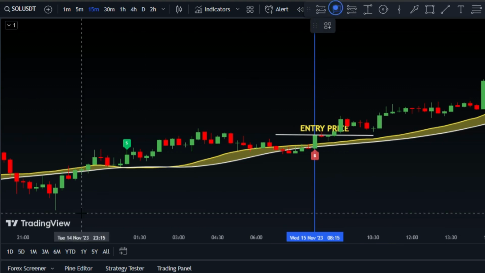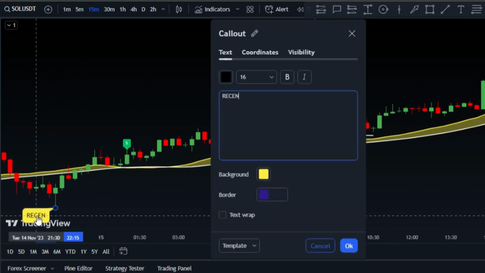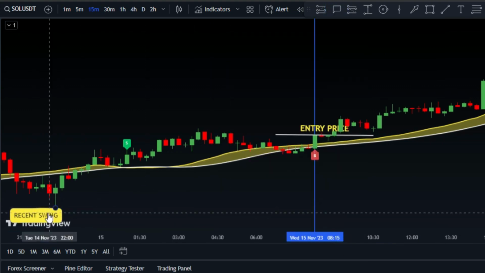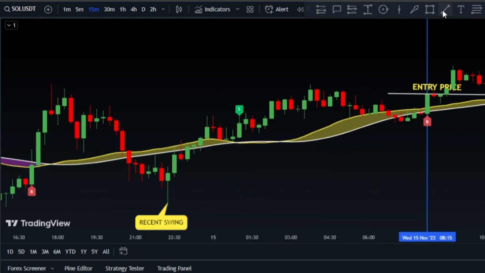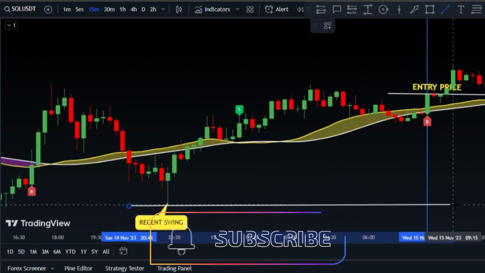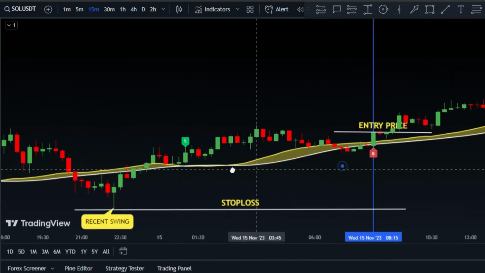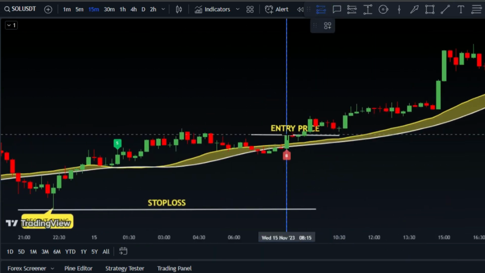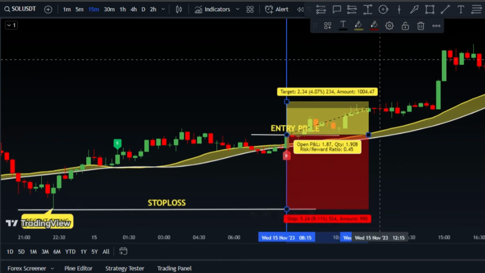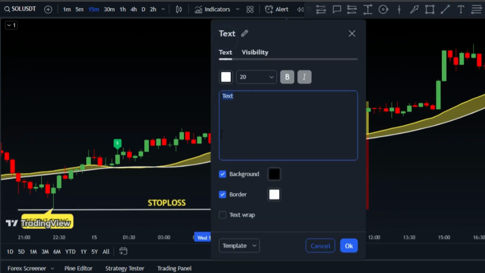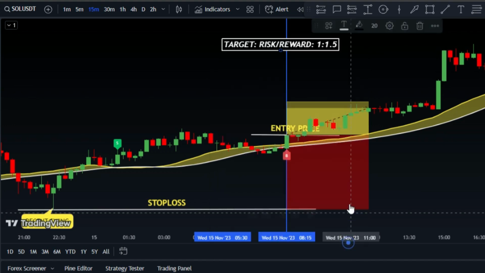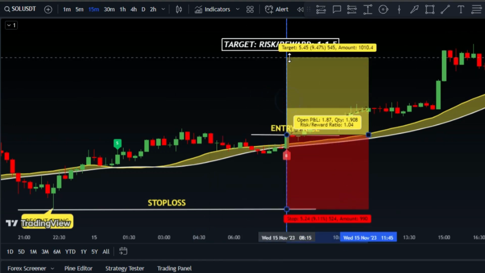Now, once you've entered the trade, it's time to set the stop loss. We'll use the most recent swing low for this. And for our first target in this strategy, consider setting it at 1.5 times the amount of risk in the trade. This will help you manage your risk while still aiming for a solid profit.